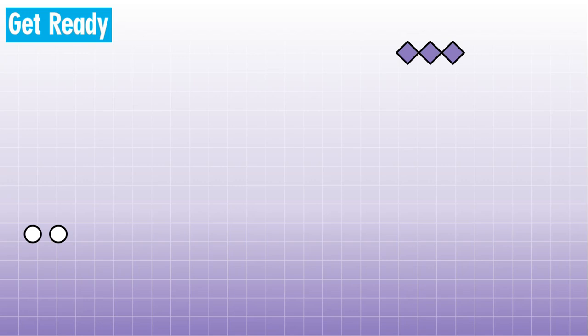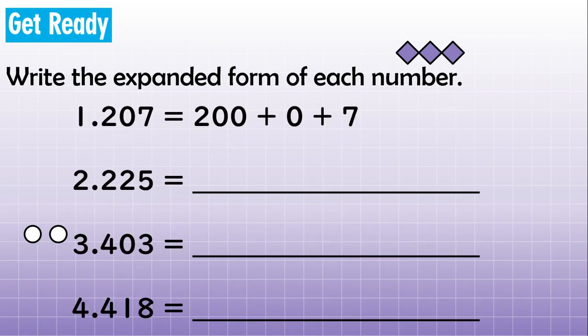Now, for us to have a practice, let's answer page 29 of your book. Write the expanded form of each number. So we have example for number 1, 207. So that's 200 plus 0. So why 0? It's because the number in the tens place value is 0. So if it's 0, kids, no need to add 1 0. Just copy the number 0. And then 7 for the ones place value.